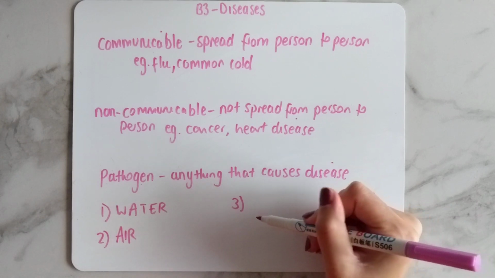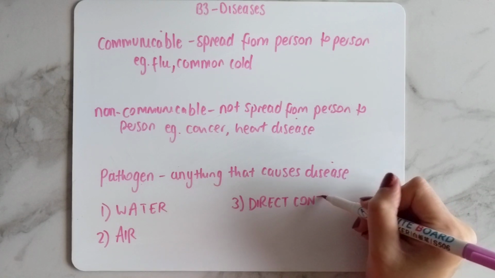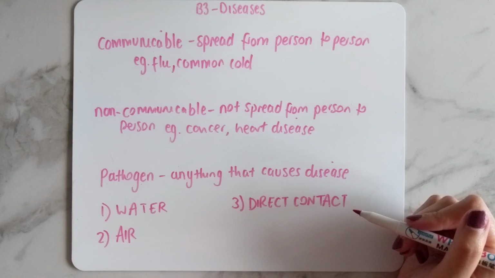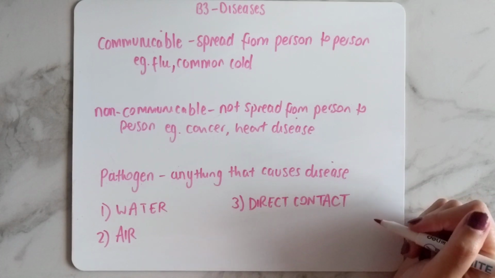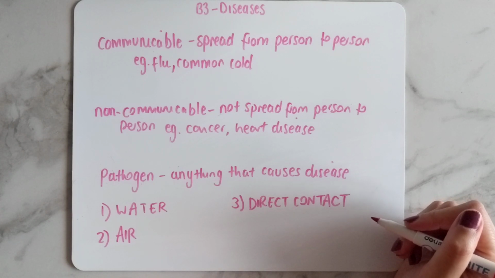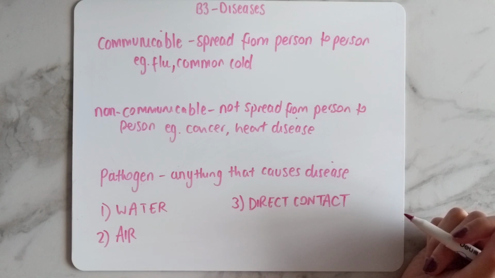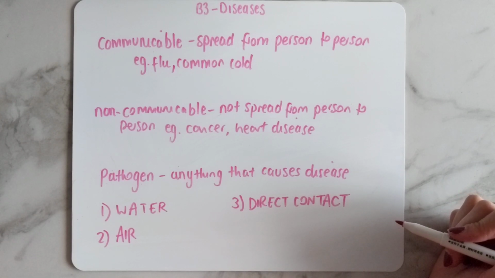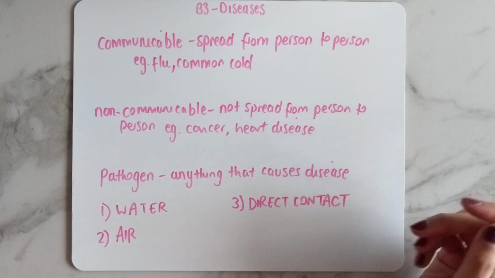And then the third one is via direct contact. So direct contact is actually touching that contaminated surface or touching the skin that's contaminated. An example is athlete's foot. So athlete's foot is a fungus and it makes the skin itchy and flaky. It's a fungal disease and it can be passed on from person to person through using the same shower floor or using the same towel that somebody with athlete's foot has used.